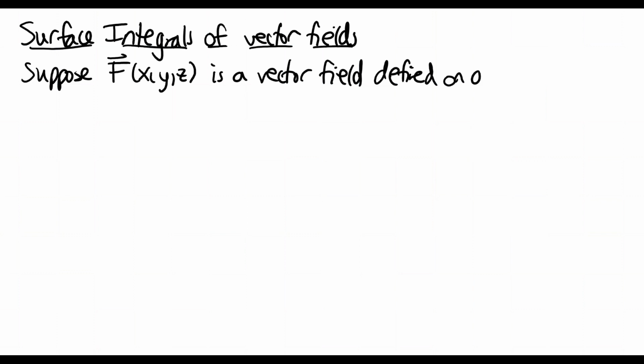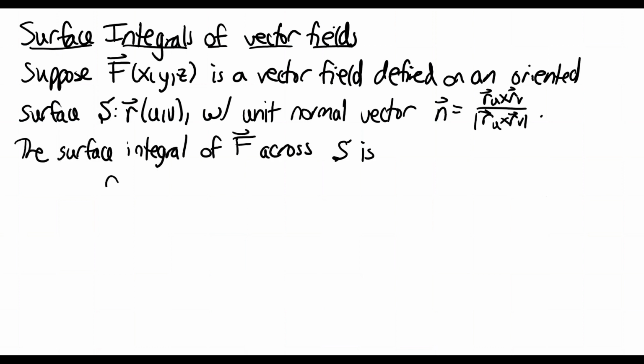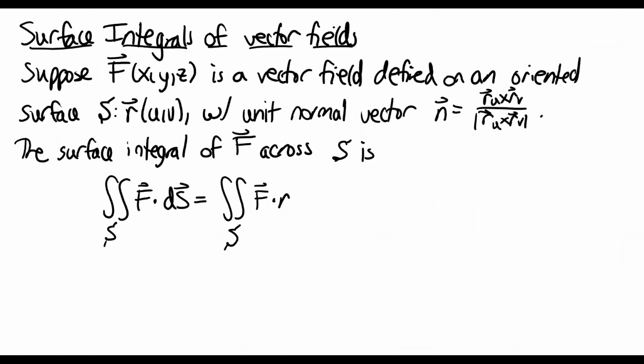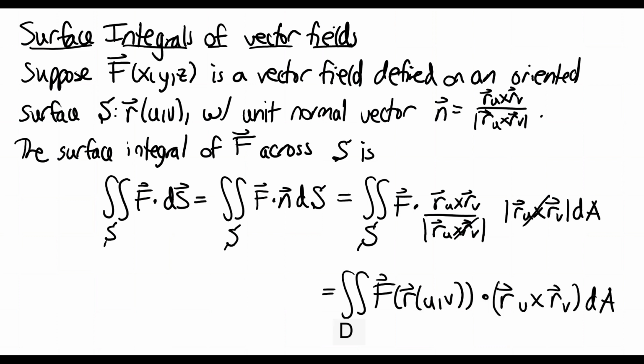We're now ready to set up surface integrals of vector fields. Suppose we have a three-dimensional vector field f defined over an oriented surface S with unit normal vector n computed as before. The surface integral of f across S is given using this notation and can be computed by taking f dotted with the normal vector n over S. However, remember that n equals the cross product of the tangent vectors divided by the magnitude of the cross product, and dS equals the magnitude of the cross product times dA, so we can simplify this to be the double integral of the dot product of f of r(u,v) with the cross product of r_u and r_v.